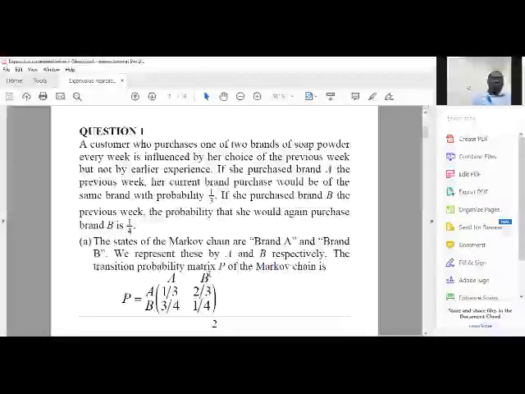So we've been able to model the states. We have two states. To answer such a question, first of all, you define your states. The states are brand A and brand B. Have you seen it? Then we'll simply represent the two states by A and B. The probability of moving from A to A is 1/3, from A to B is 2/3, from B to A is 3/4, and from B to B is 1/4. So this is the transition probability matrix.